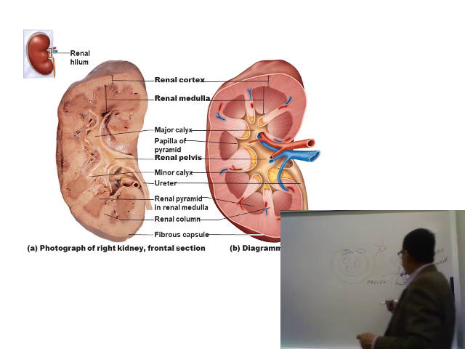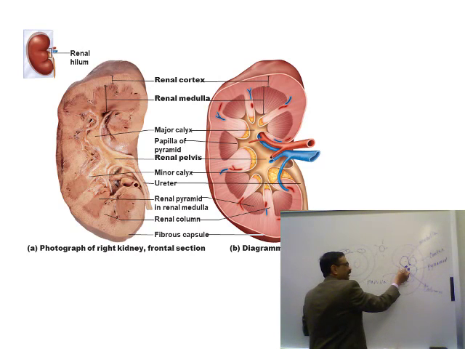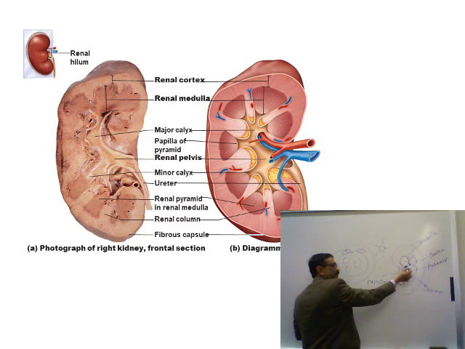And then few minor calyces join together to form major calyx. So few minor calyces, for example here 1, 2, 3, these 3 minor calyces, they join together to form a major calyx, and then the major calyx gives the urine to the pelvis, renal pelvis, and then pelvis becomes the ureter.